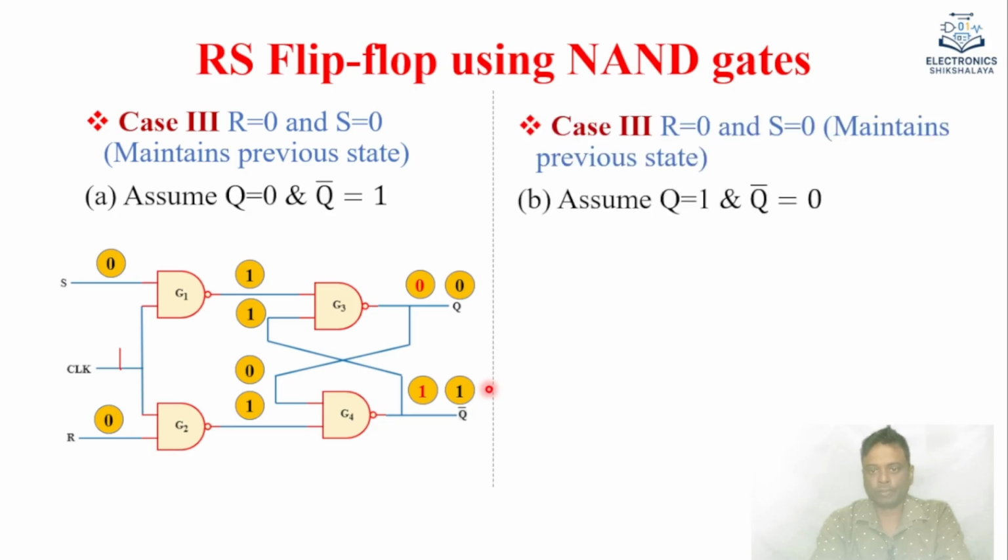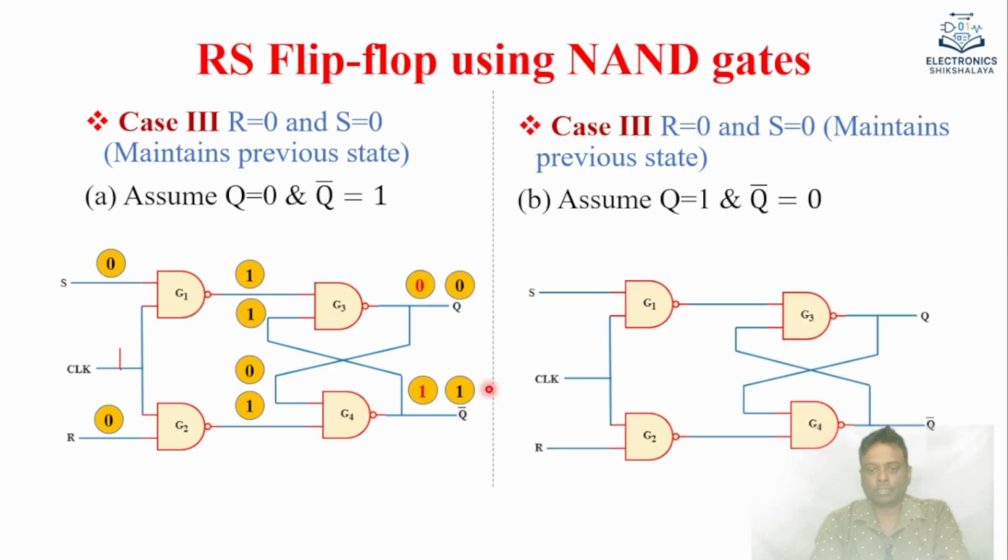It is Q equal to 1 and Q bar equal to 0. So in this case, Q equal to 1 and Q bar equal to 0, and both the inputs R and S are 0, 0. So the clock is there. The clock is equal to 1. So now what will be the output of G1? G1 will accept 1 and 0, so the output equal to 1. Similarly, G2 output equal to 1.